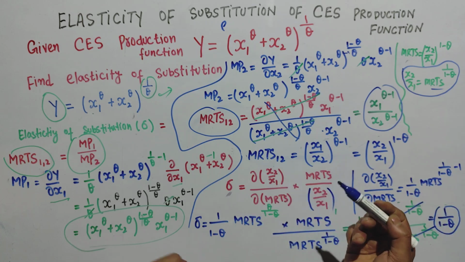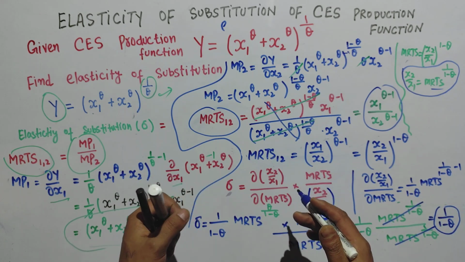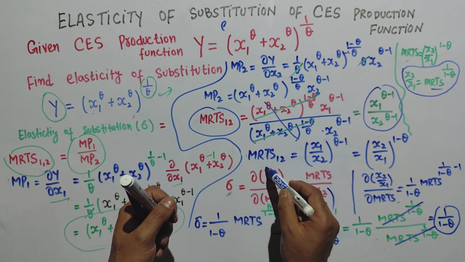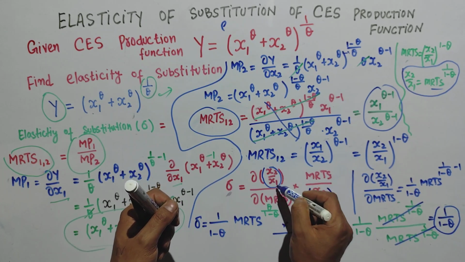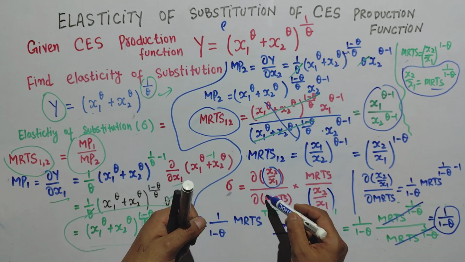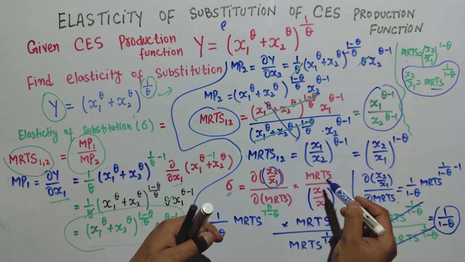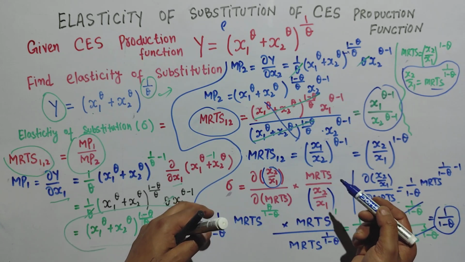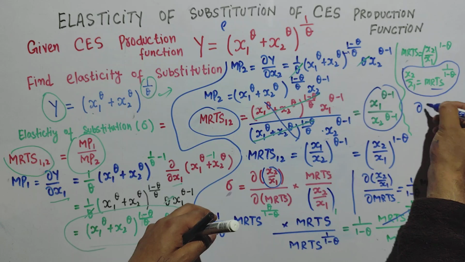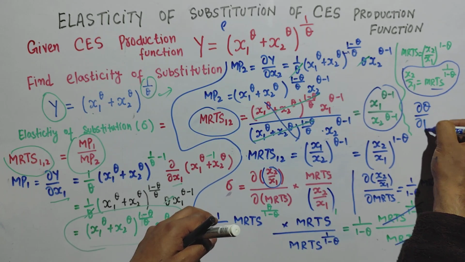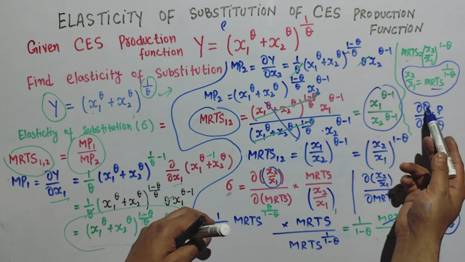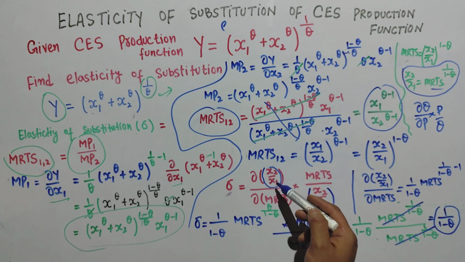Now the elasticity of substitution, as we know, measures how the input ratio changes, that is the change in the input ratio x2 upon x1, relative to the change in the MRTS, into MRTS upon the input ratio. The way we calculate the elasticity of demand is the change in the quantity demanded due to the change in price, into price upon quantity. Similarly, in place of Q, we have this input ratio x2 upon x1.